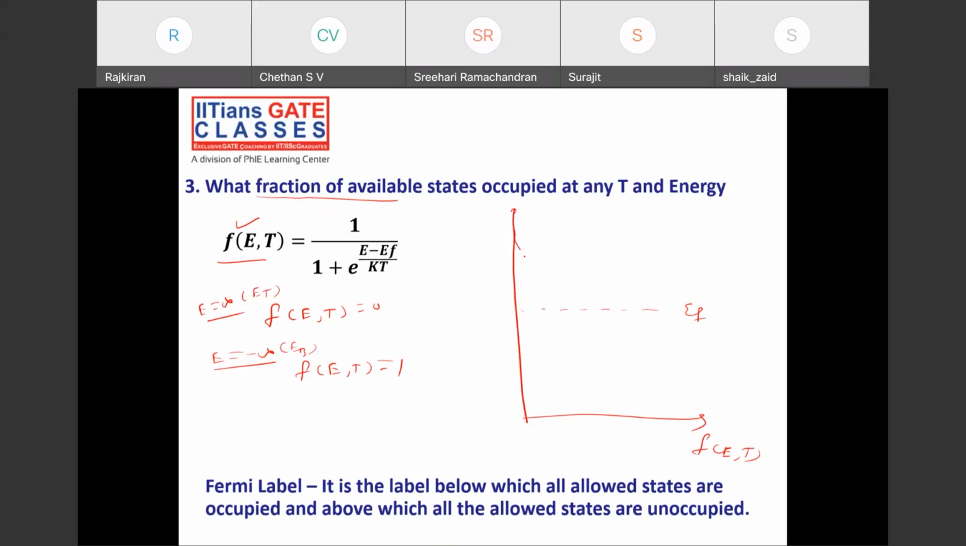If you come down to E equal to EF, what is the probability? 0.5, half. So at E equal to EF, the probability is 0.5. At very high E, it is 0. Here this is my energy and this is the probability. And at very negative energy, like the bottom of the band, it will be 1. So it is 1 at the bottom, and the curve will come like this. Clear?